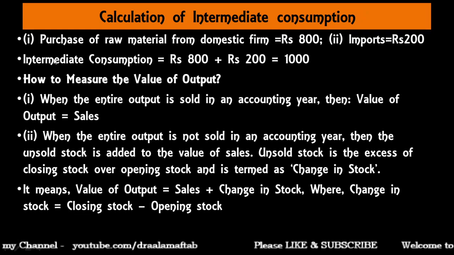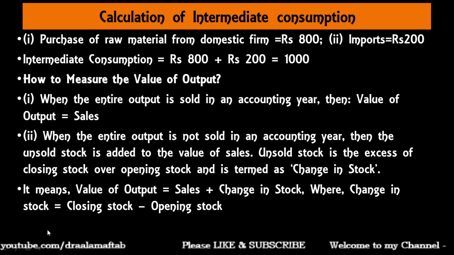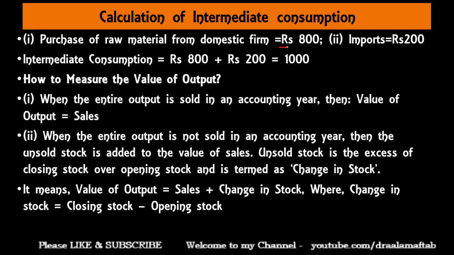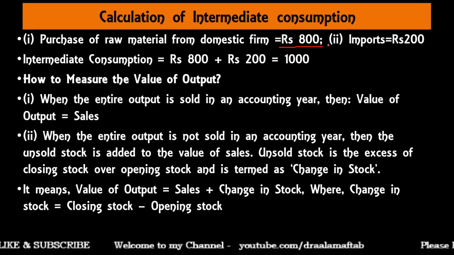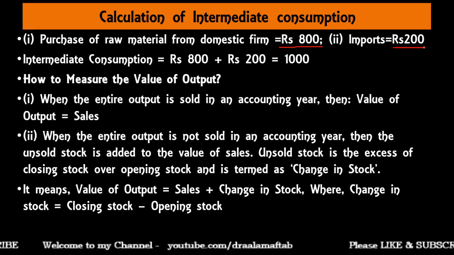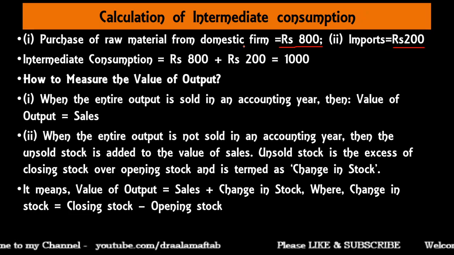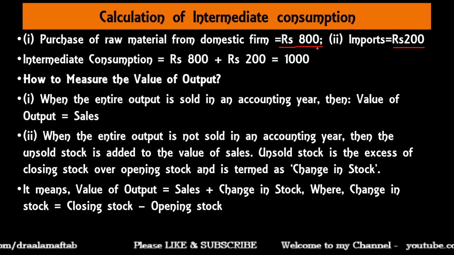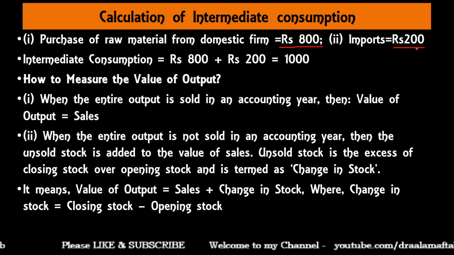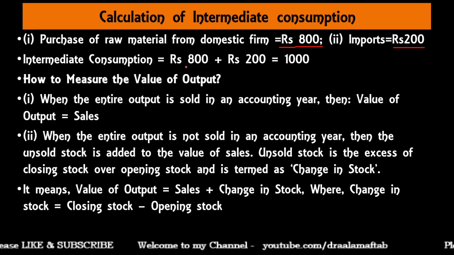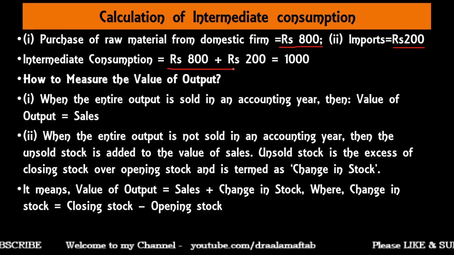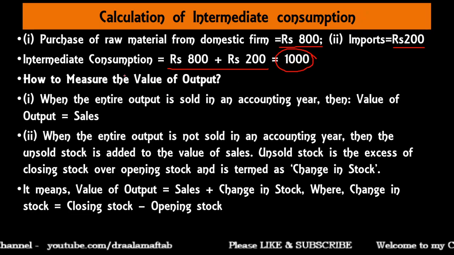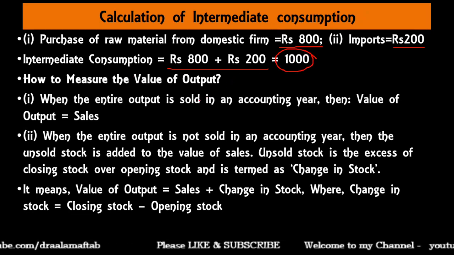You can see in this example, purchase of raw material from domestic firms is equal to 800 crores and imports 200 crore. So here it is explicitly given: material from domestic firm 800 crore, imports 200 crore. So for intermediate consumption, you need to add up these two. It is equal to 1000 crores. So this is how you calculate intermediate consumption.